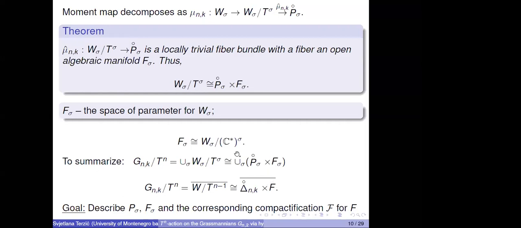Because here we have that this orbit space is homeomorphic to this union, but the problem is how these pieces are glued together. It's a problem how to glue these pieces together in order to find the orbit space, and somehow we found that the solution for this is to find some compactification of the space of parameters F of the main stratum, which will help us to describe this gluing.